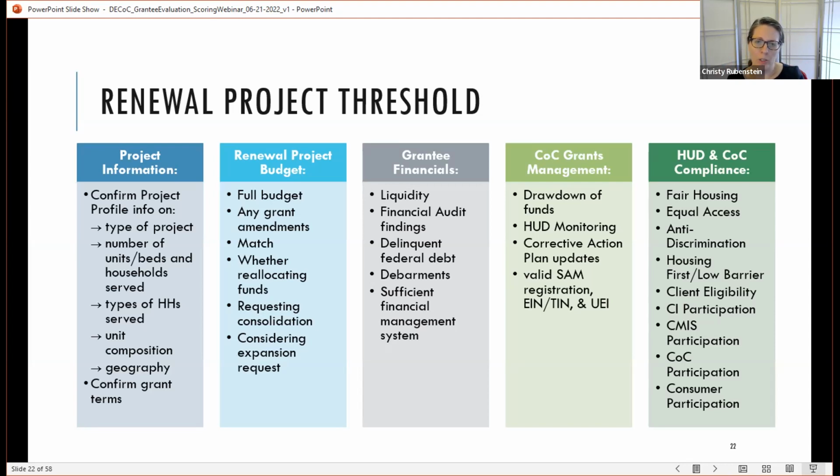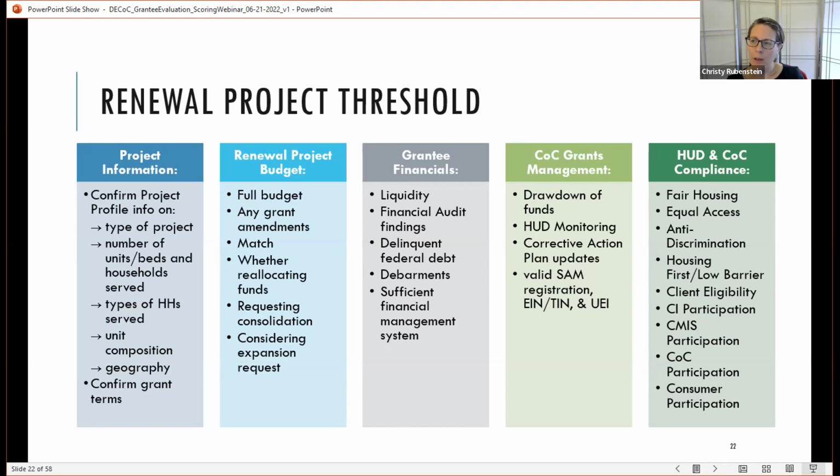The next section is the renewal project budget. That's, again, a full budget will be needed. Any grant amendments that you have secured from HUD, the CoC should know about. You're going to have to confirm your match. You're going to indicate to the CoC whether you are reallocating funds, if you're requesting a consolidation this year, or you're considering expansion.